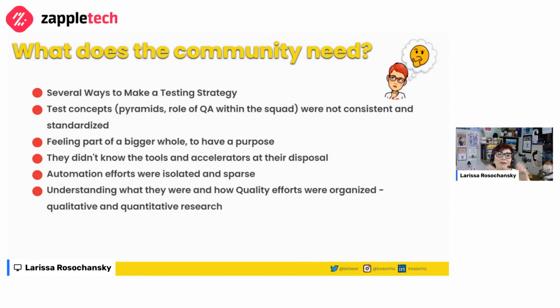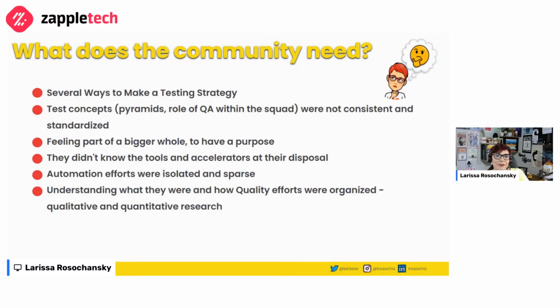And we had the same efforts in several tribes, so people were doing duplicated efforts everywhere. And they also didn't understand how quality efforts were organized.